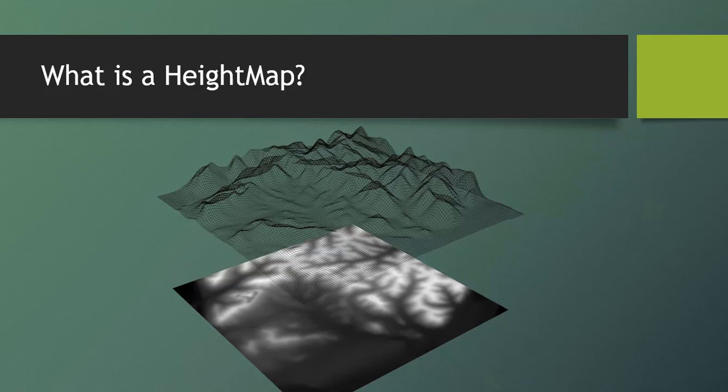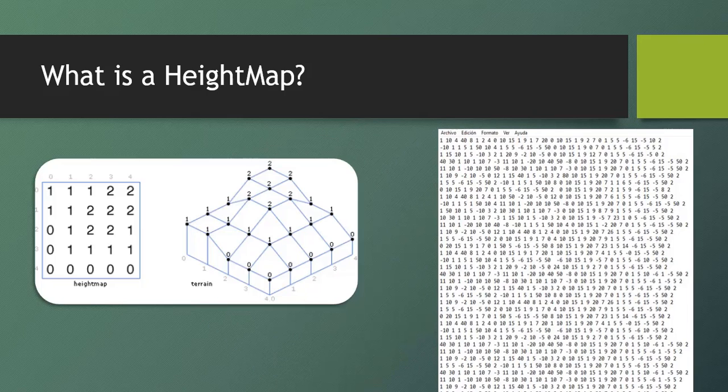A height map is represented by a 2D array of values, where for any point x, y, and z, the x and z are the indexes into the array, and the value of the array is the y value, which is equivalent to the height value. This is an example of the height map that we use in our terrain.